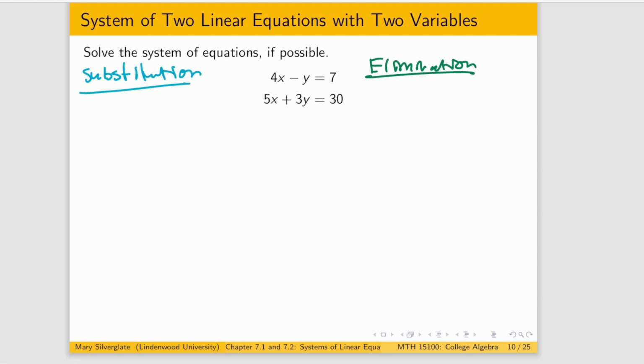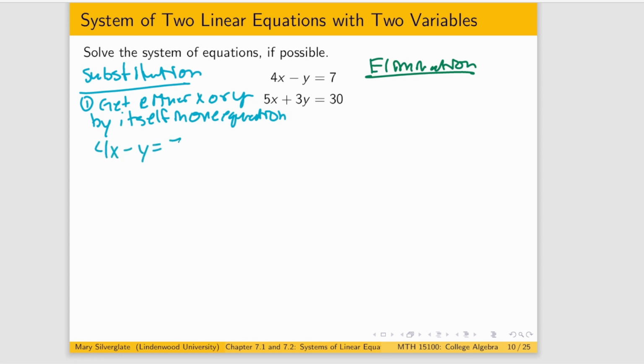So for substitution, your first step is to get either x or y by itself in one equation. So let's just arbitrarily pick the first one. So if I have 4x minus y is equal to 7, first of all, to me, it seems like it would be easier to get y by itself. And in particular, I'm going to subtract 4x from both sides first. 4x minus 4x makes 0. Negative y is equal to negative 4x plus 7. And then I want to divide all three terms by negative 1 to undo multiplying y by negative 1. And I get y is equal to 4x minus 7.